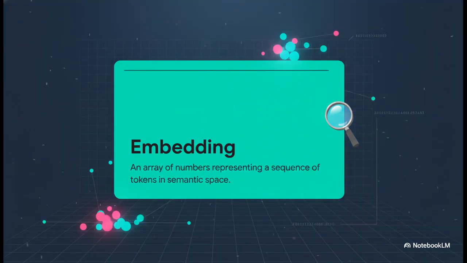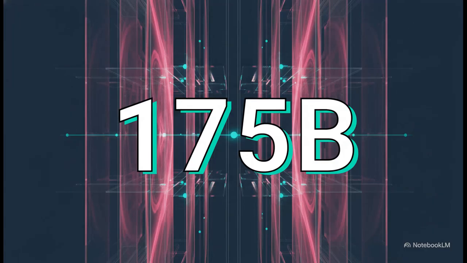Once the text is chopped up into these tokens, they get converted into embeddings. You can think of an embedding as a massive array of numbers that represents a sequence of tokens in this vast, high-dimensional semantic space. This right here is where language becomes pure mathematics. By turning tokens into these huge arrays of numbers, the neural network can actually map out which words share similar meanings and contexts, grouping them together spatially inside its digital brain. It's wild.